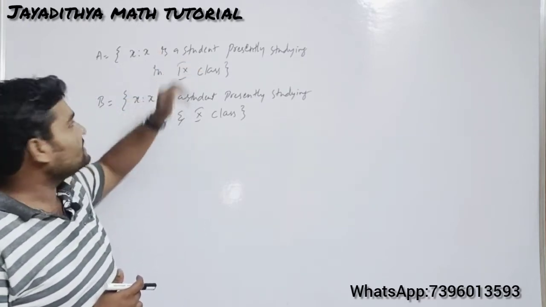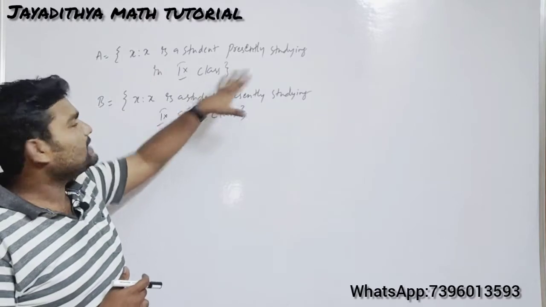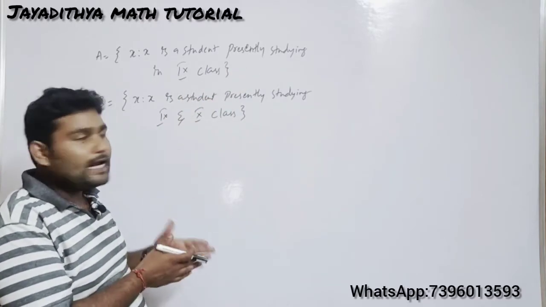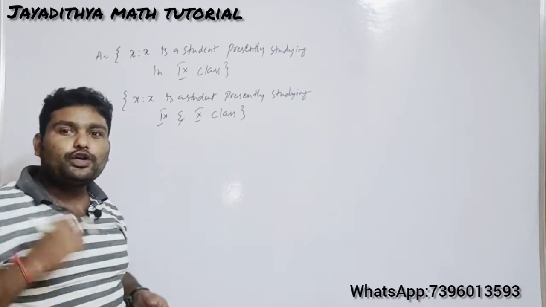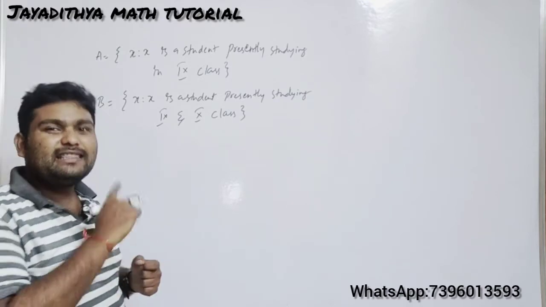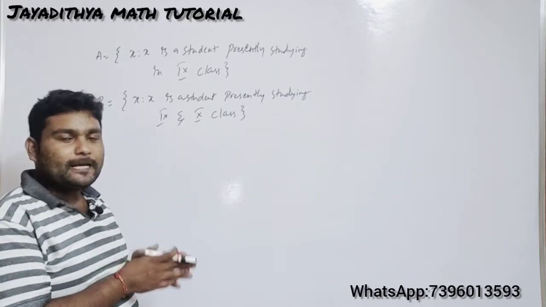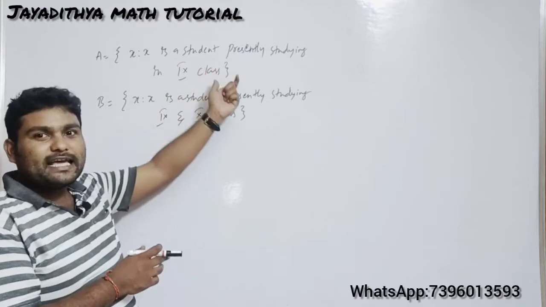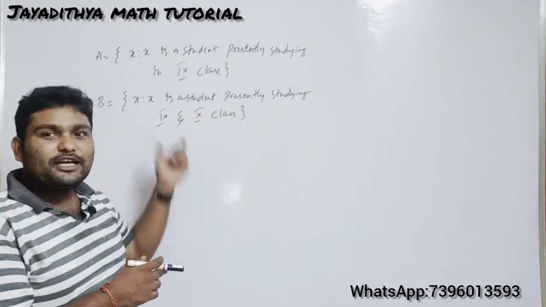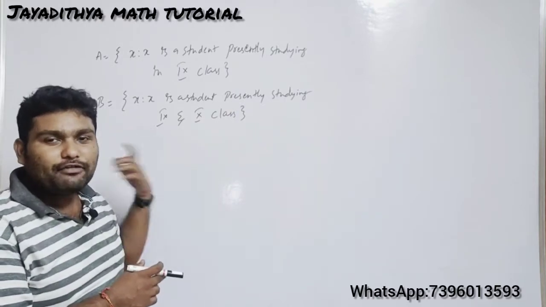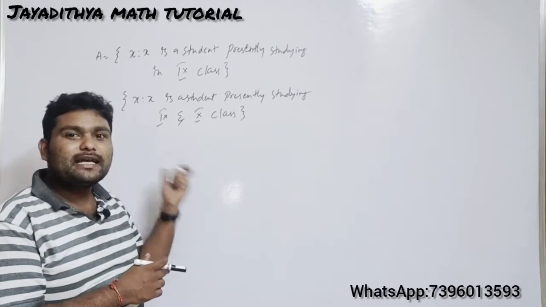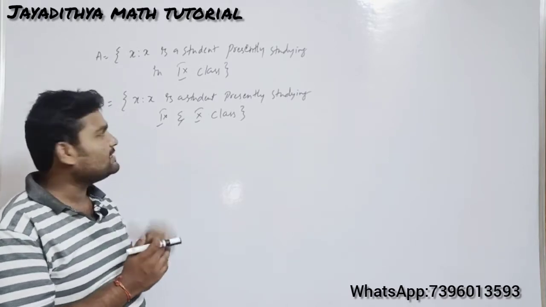But in the first case, in 9th class there will be some finite number of students studying 9th class, but we will not have any student studying 9th and 10th classes at a time. In the first case we can write the roster form, but in the second case, to write the elements in roster form, we will not have any elements. There will not be any student studying both 9th and 10th classes at a time.